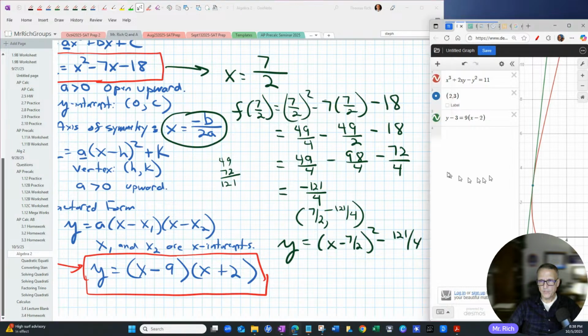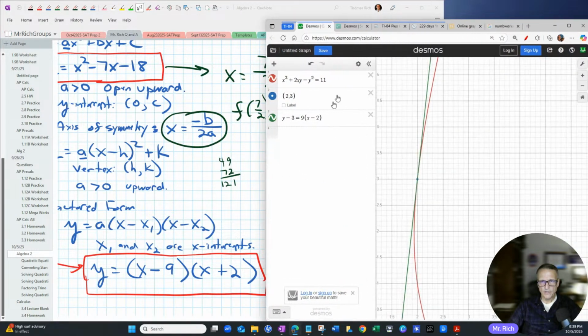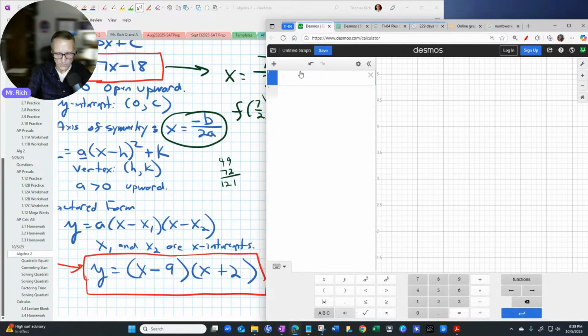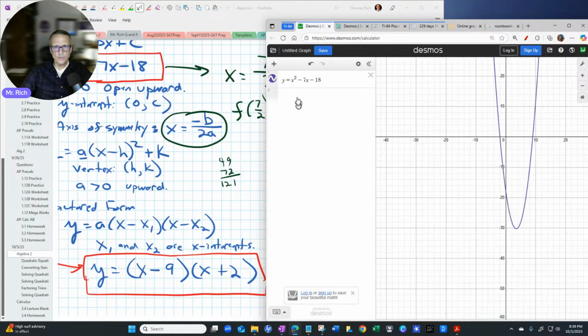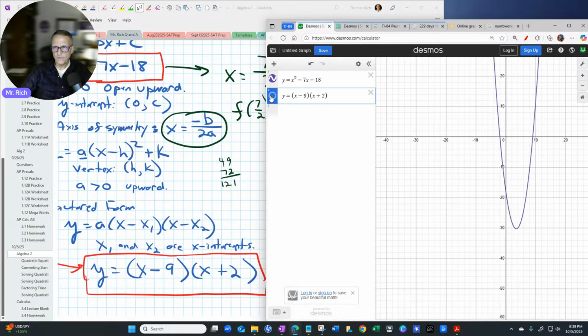Now let's go over to Desmos and let's just see what happens if we were to graph these. Let's see if this is legit, that these are the same parabolas in 3 different forms. So we'll do y equals x squared minus 7x minus 18, and zoom out a bit. There we go. All right, let's try the factored form. Y equals x minus 9, x plus 2. Okay, and you can see that those two overlay perfectly.